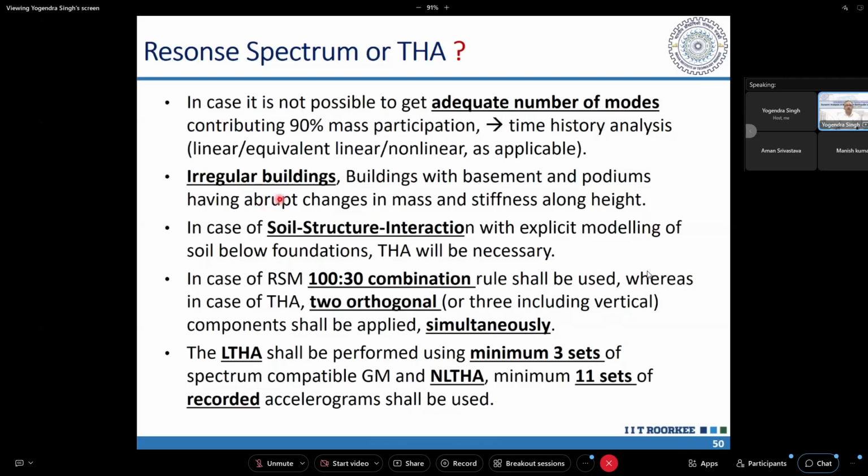In case of irregular buildings, or buildings where basements and podiums are there, or when we are modeling our bridge along with foundation, for example, a bridge with well foundation where you have modeled the well also, in that case it may not be possible to get 90% mass participation. If we are not able to get 90% mass participation, then I do not have any other option but to approximately do the missing mass correction.